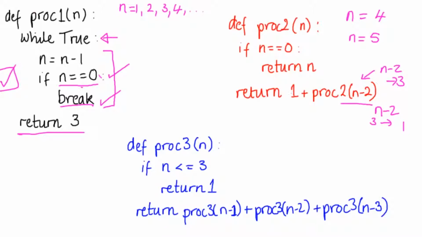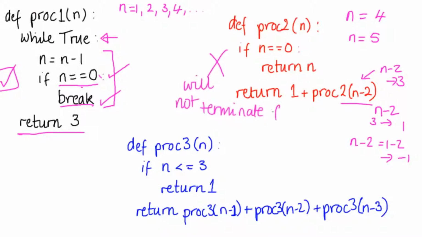N is not 0, and we come to here again, and we call the procedure with n minus 2, which is 1 minus 2, which is minus 1. We've missed 0, and we're never going to get to 0 because we're always decreasing n. So this procedure will not terminate for some n, and in fact it won't terminate for any of the odd numbers. So for the final procedure, will this terminate?